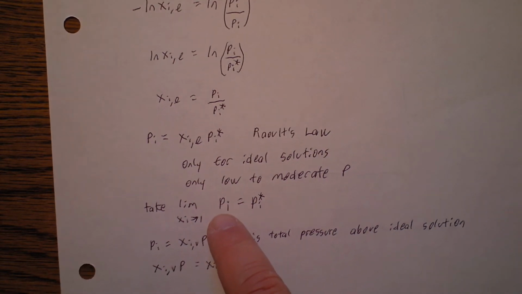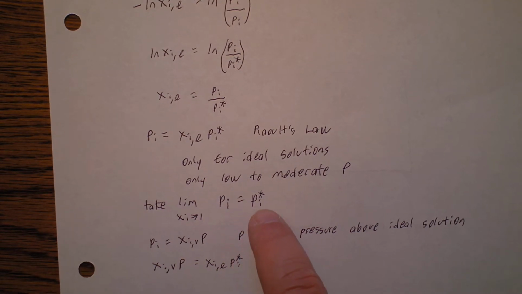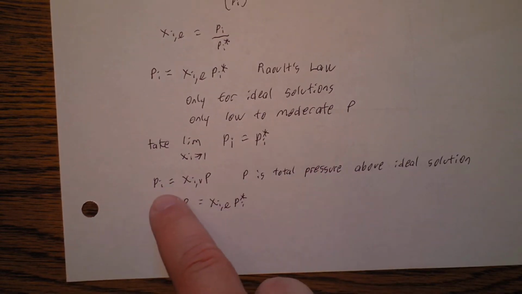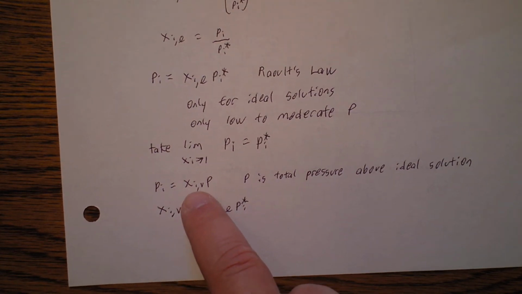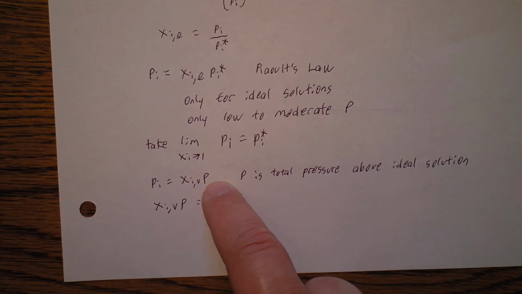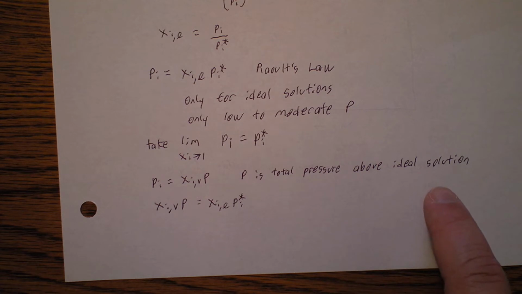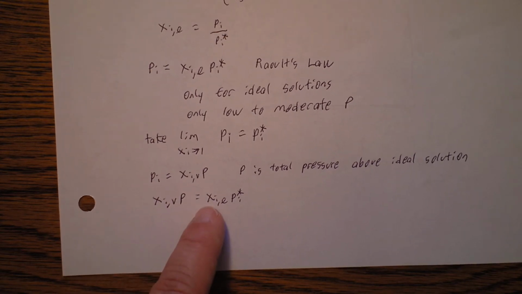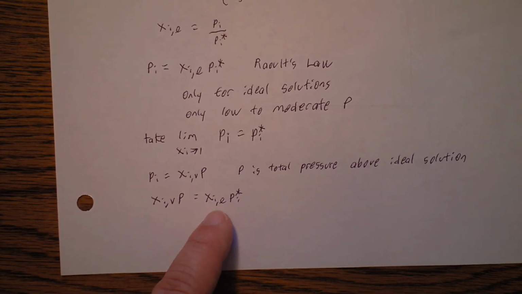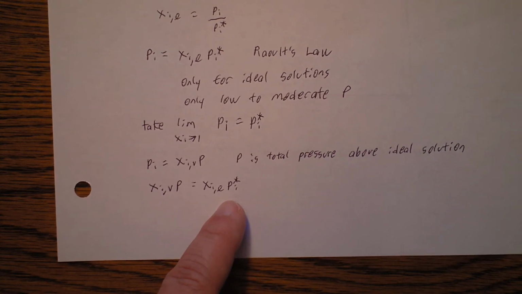Then the partial pressure of the substance I is going to be equal to the partial pressure of the substance I unmixed. Now the partial pressure of the substance I is the mole fraction of the substance I in the vapor phase times the total pressure. So remember, P is the total pressure above the ideal solution. Now the mole fraction of the substance I in the vapor phase times the pressure is equal to the mole fraction of the substance in the liquid times the pressure of the I unmixed.